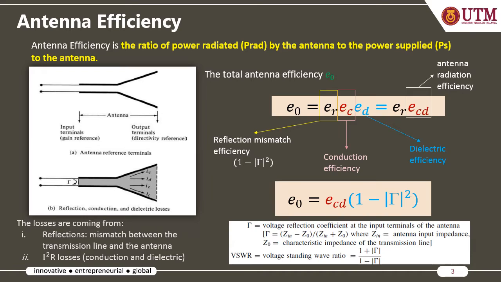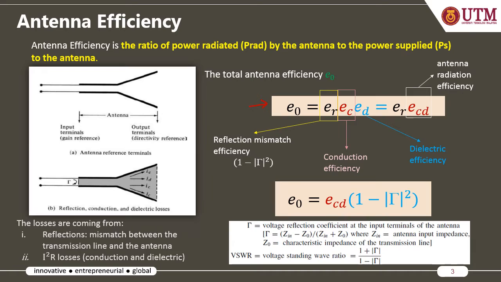A lower efficiency antenna may indicate that most of the power at the input terminals is absorbed as losses, or reflected back due to the impedance mismatch. And a higher efficiency antenna may indicate that most of the power at the input terminals of the antenna is radiated away from the antenna. Okay, so the total antenna efficiency can be represented by this equation.